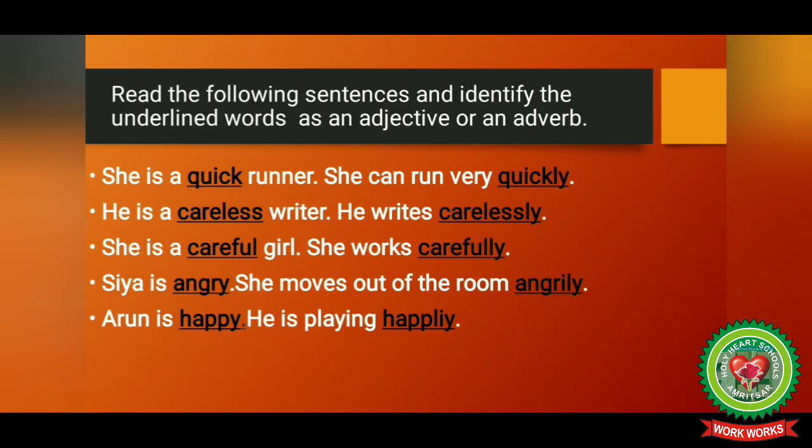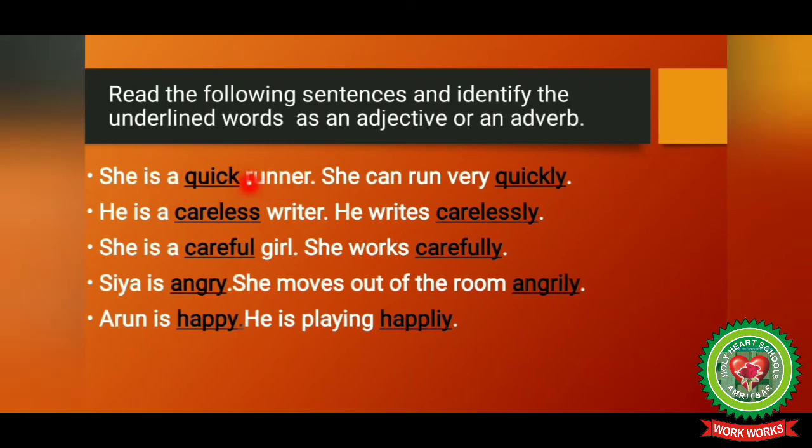So let's start. Read the following sentences and identify the underlined words as an adjective or an adverb. The first one is, she's a quick runner. She can run very quickly. So, what kind of runner is she? Quick. Here, quick is describing the noun runner. So, it's an adjective here. And in the next part, she can run very quickly. How can she run? Quickly. Here, quickly is describing the action word run. So, it's an adverb here.